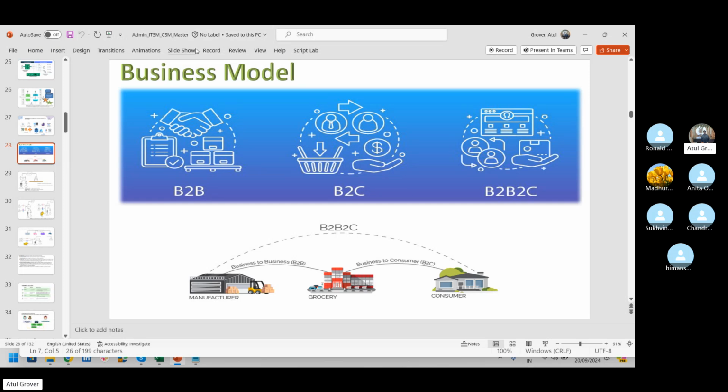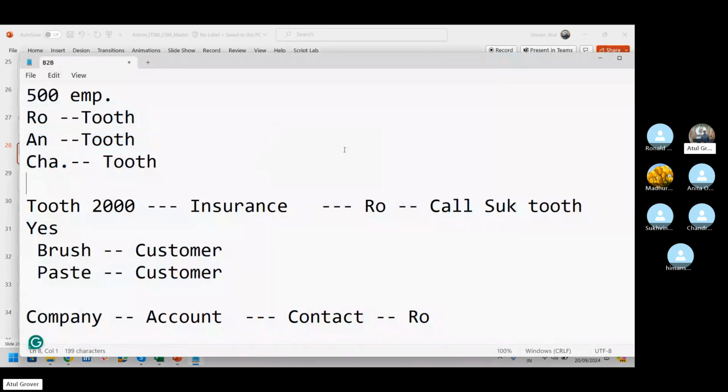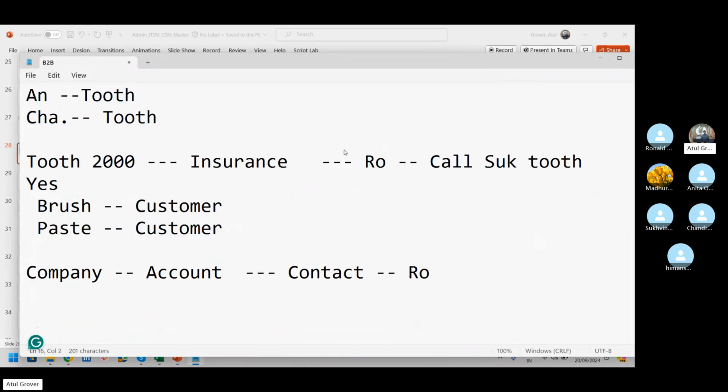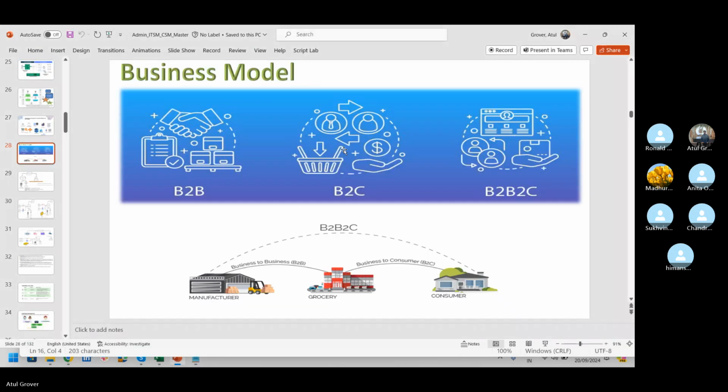Now what is B2C? B2C is a concept which says business to consumer, not customer, because there is a fundamental difference between these two. Business to consumer.